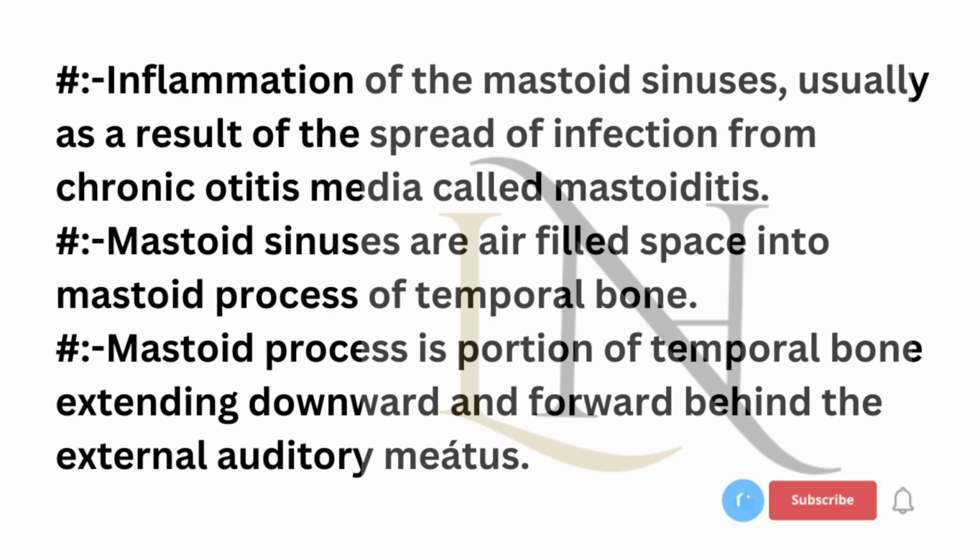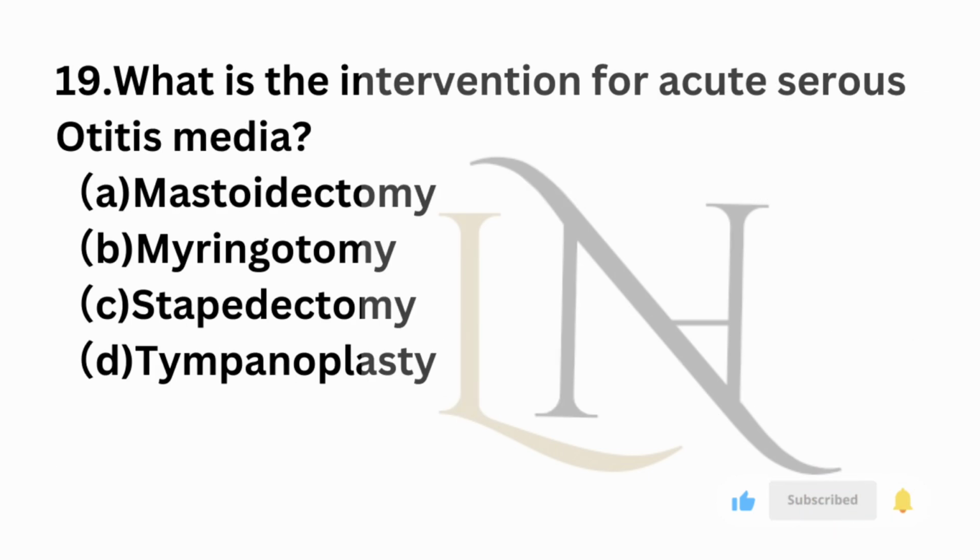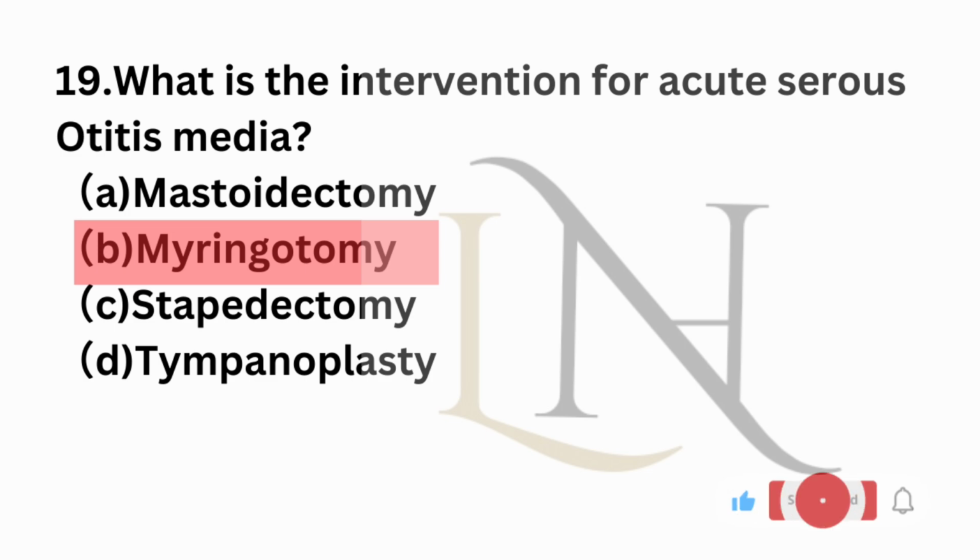Move to the next MCQ. What is the intervention for acute serous otitis media? Option A. Mastoidectomy. Option B. Myringotomy. Option C. Stapedectomy. Option D. Tympanoplasty. Correct answer. Option B. Myringotomy is the correct answer. Myringotomy is a procedure to create a hole in the eardrum to allow fluid that is in the middle ear to drain out.